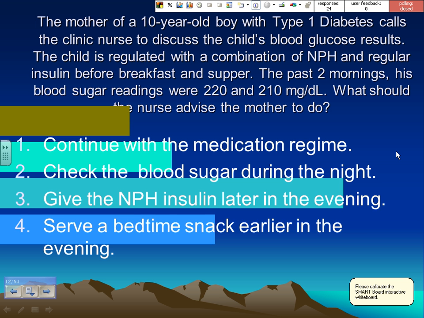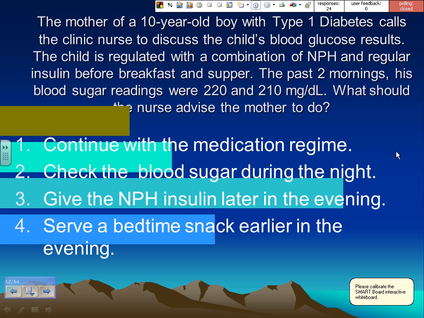So not too many of you wanted to do number 2, which is the correct answer. So somebody want to tell me the rationale for doing that? Yes, Bill. To get more data for the doctor. Obviously, something is happening. I mean, probably what's going to end up happening is the doctor is going to increase the NPH dose at 4:30 in the afternoon. But before the doctor is going to do that, they're going to want to know what happens to his blood sugar when the NPH is at its peak, right?